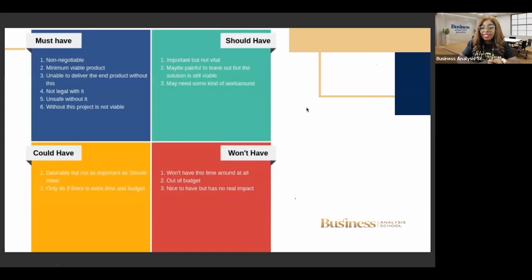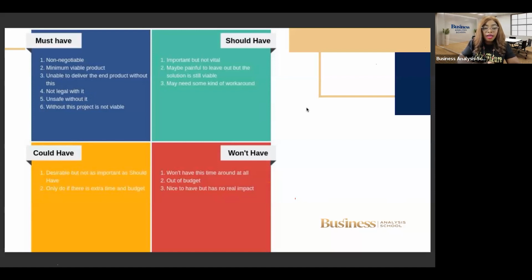So what are the must-haves? The must-haves are non-negotiables, right? They are the things that must be in the solution. They are basically our minimum viable product, the things that would help that solution to work, regardless of every other feature. Those are the things that we must have in place. We are unable to deliver the product without having those features. We can't even have a legal product without having this.